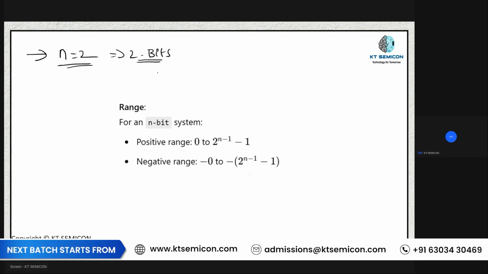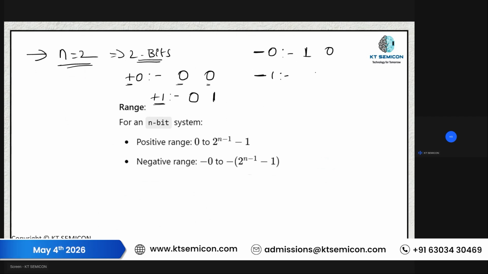For plus 0, we represent it as 0 followed by 0. The plus symbol must be a 0, followed by the magnitude. Let's say I want to represent plus 1. Then I use 0 followed by the magnitude 1. So plus 0 and plus 1. Now, if I want to represent minus 0, I use 1 followed by 0. And let's say I want to represent minus 1, then what am I going to do?